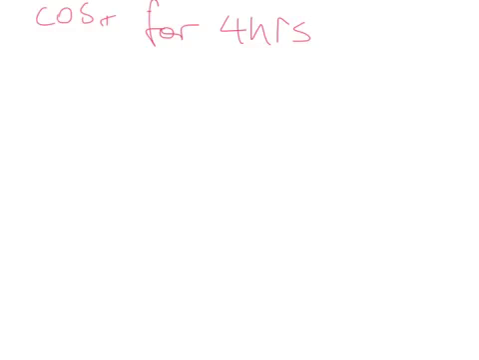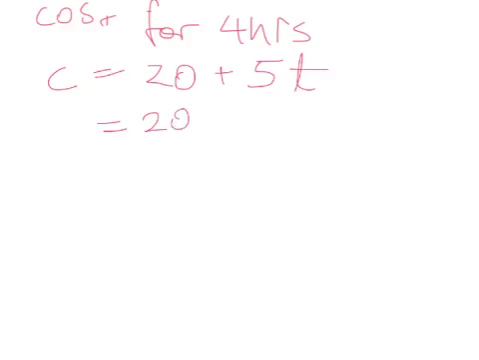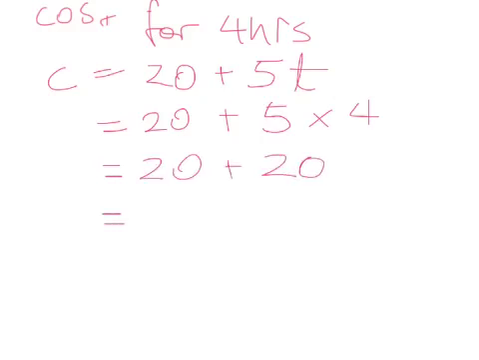So what's the cost for 4 hours? We use our formula. We have C equal to 20 when we join up, and it's $5 per hour. So what we do is we substitute 4 into the T. So we end up with 20 plus 5 times how many hours we've used it for? 20 plus 20, and it's going to cost us $40 for 4 hours of use.